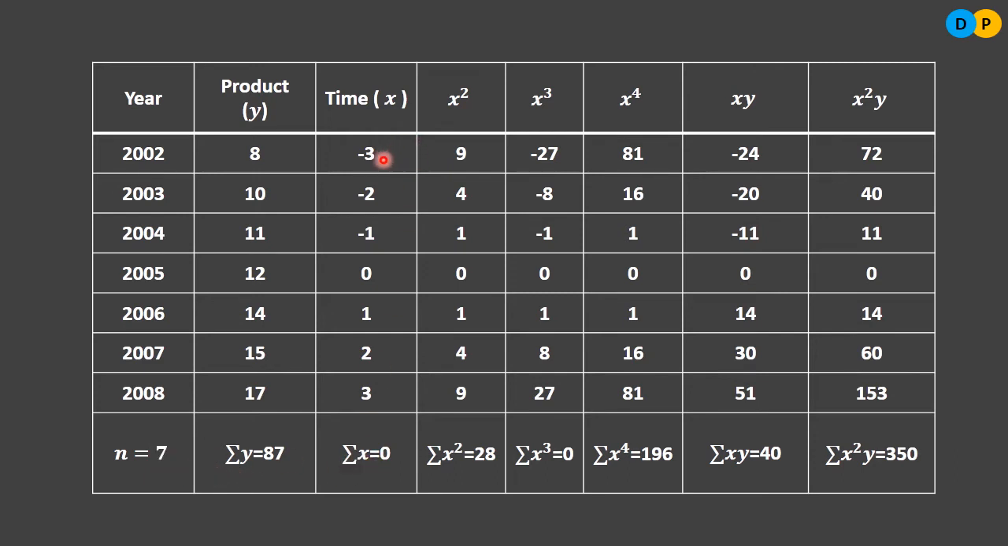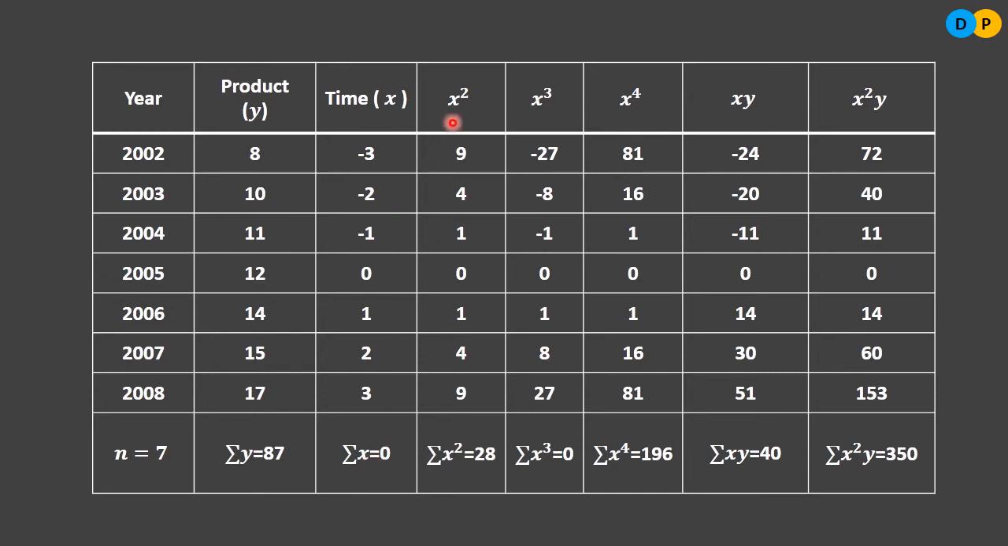First let us consider this x, that is the time values. As I said, I should get summation x equal to 0. If I want to get 0, then the middle time period, the central year, should be assigned the value 0. So for 2005 we consider the time as 0, and for 2004 we decrement by 1, so -1. Similarly -2, -3. Here we are increasing by 1, 2 and 3. By adding all these values we will get 0.